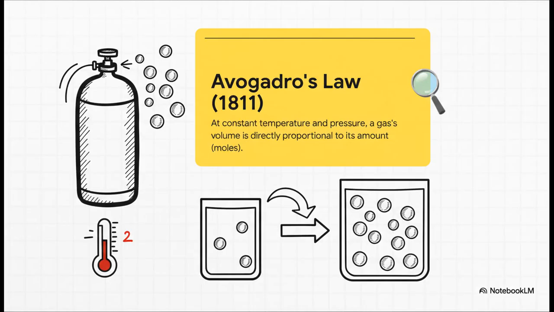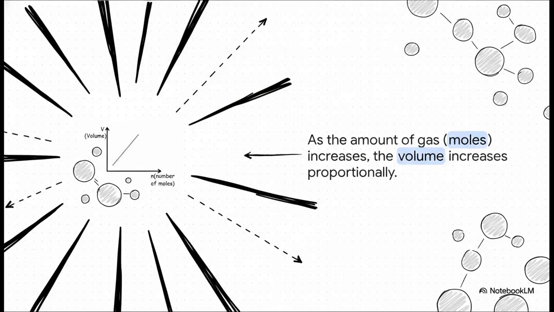And finally, we get Amedeo Avogadro's big idea. And honestly, this one is probably the most intuitive of them all. It just says that if you keep the temperature and pressure the same, the amount of space the gas takes up is all about how much gas you have. More gas particles, well, they just take up more space. Simple as that.